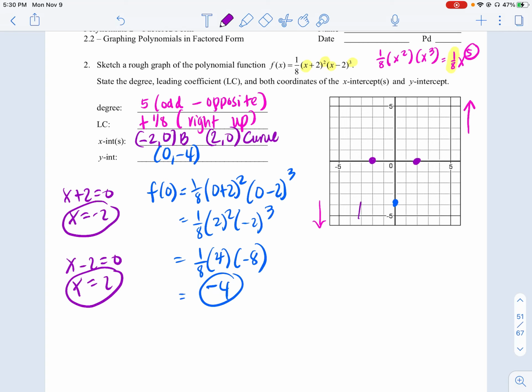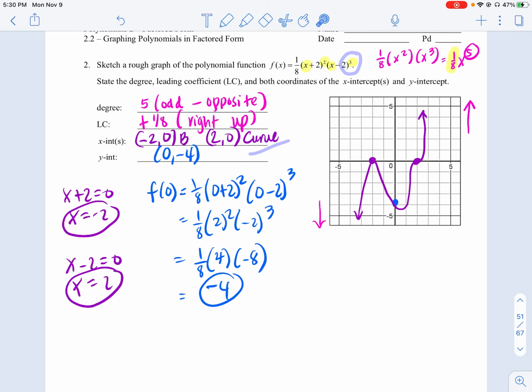So I'm going to go touch, touch, pass through, curve a little, and then go up. Do you guys see the difference? This one is bouncing. That's how I said B in there. And this one is a curve because this one is repeated 3 times.